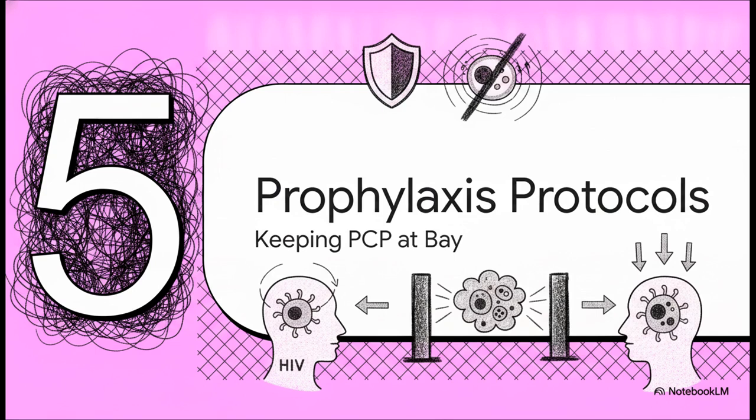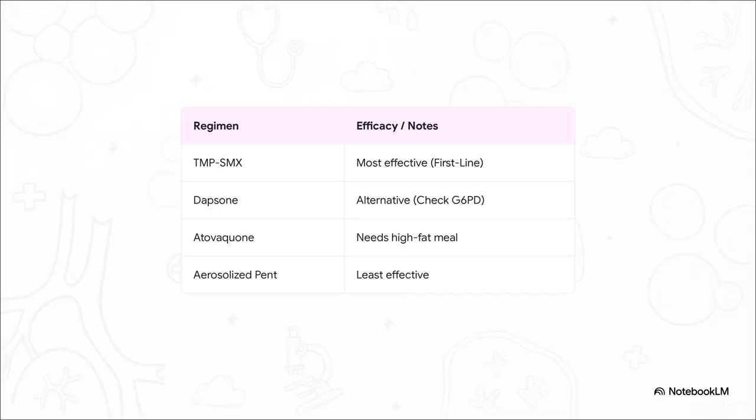Section 5. Prevention and Prophylaxis Protocols. Keeping PCP at bay. So how do we prevent this in the first place? Once again, TMP-SMX is your heavy hitter. It's the most effective first-line prophylaxis, usually given as a daily double-strength tablet, and it even gives you bonus protection against toxoplasmosis. However, be incredibly careful with aerosolized pentamidine.